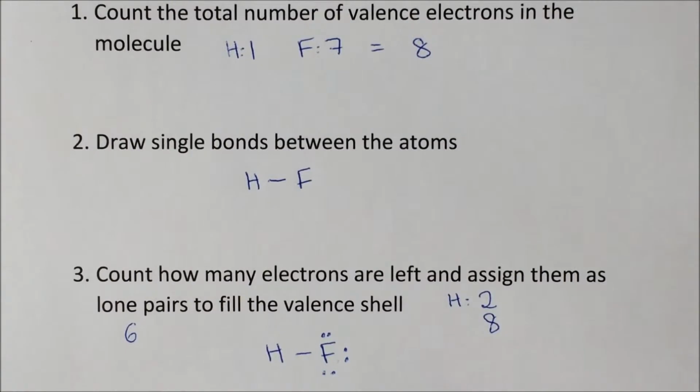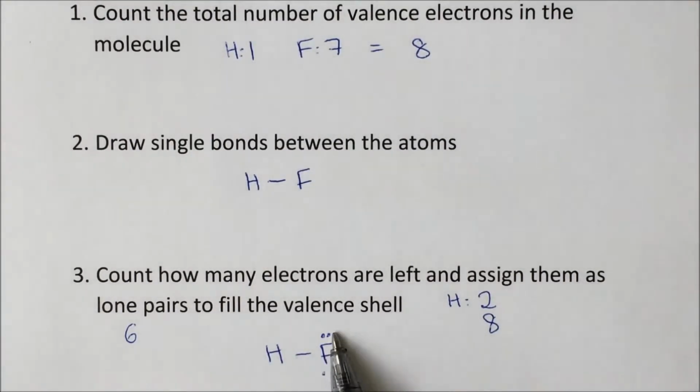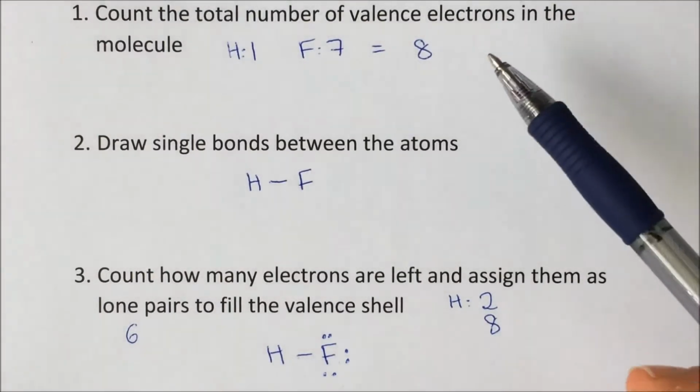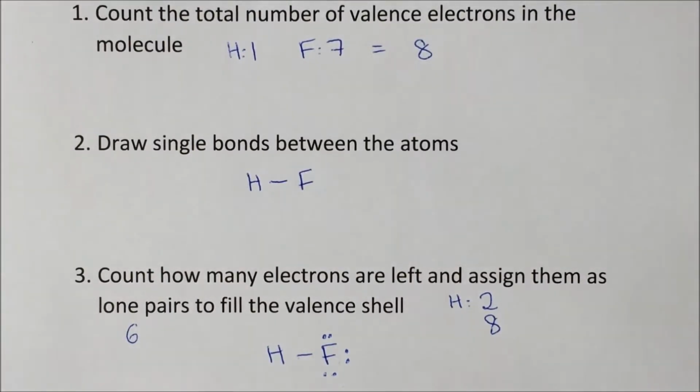Let's just check that we've got the right structure by adding up the total number of electrons in our structure. We've got 1, 2, 3, 4, 5, 6, 7, 8. And that corresponds to the 8 valence electrons we need for this molecule. So this is the correct Lewis structure for HF.